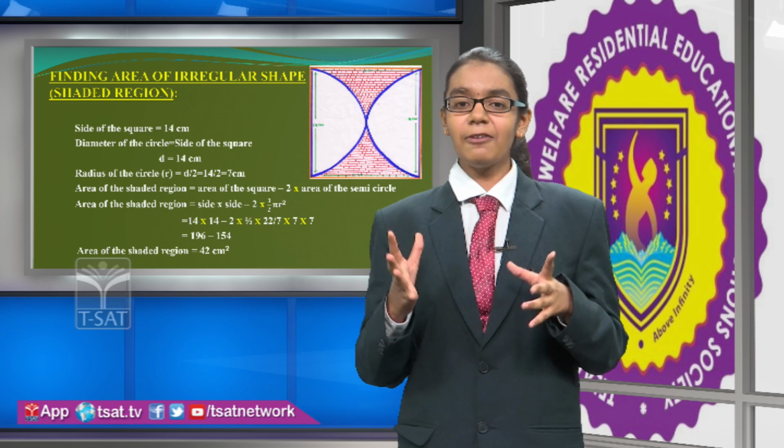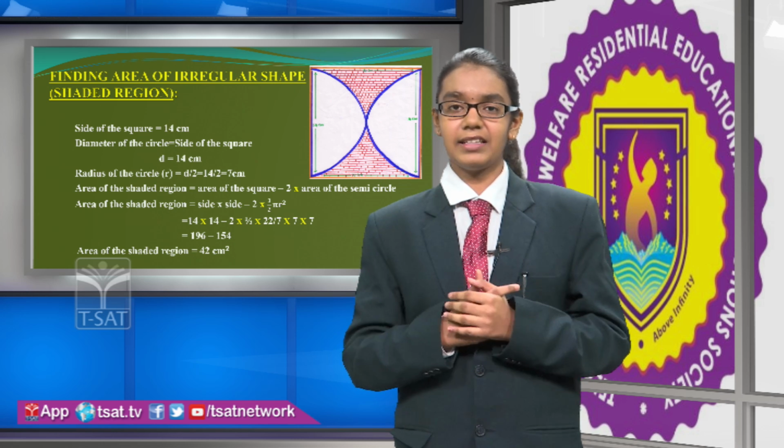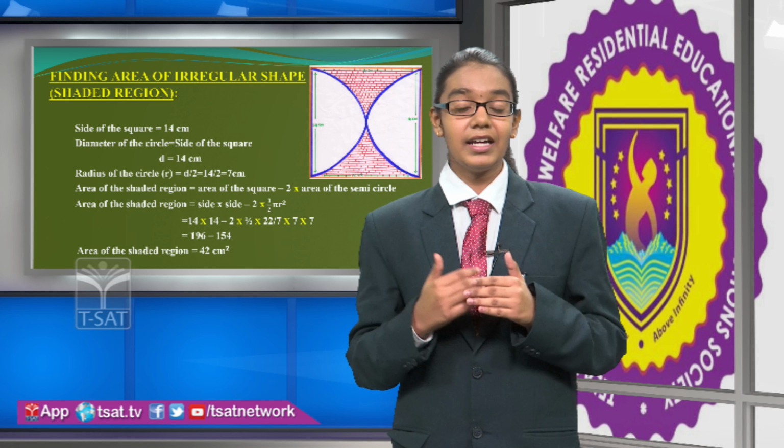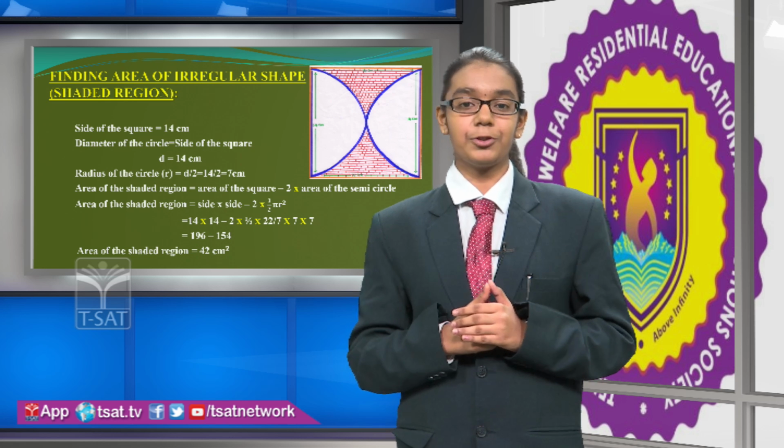Now to get the area of the shaded region, we should subtract the area of the two semicircles from the area of the square. That means area of the square is side into side. So we should subtract from it the area of the semicircles. Area of the semicircle is half pi r square. Here pi value is 22 by 7.